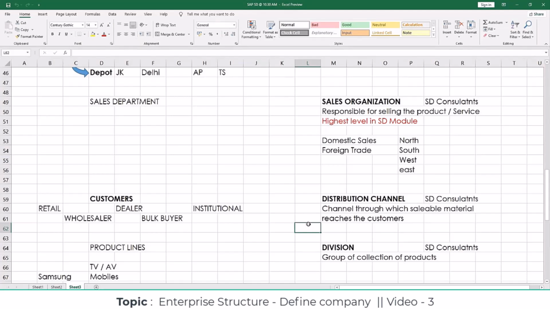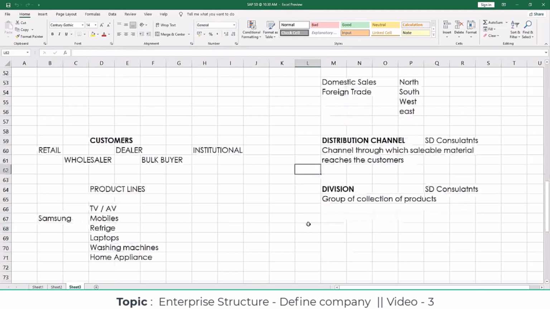And then we looked at division over here. So how to work out with a division. A group or collection of products is what we are going to call a division. So if one company is trying to sell different ranges of products over here, then each and every range we are going to call a division.